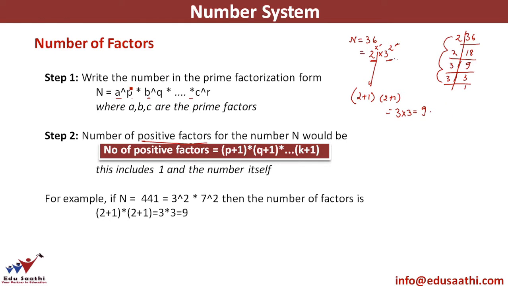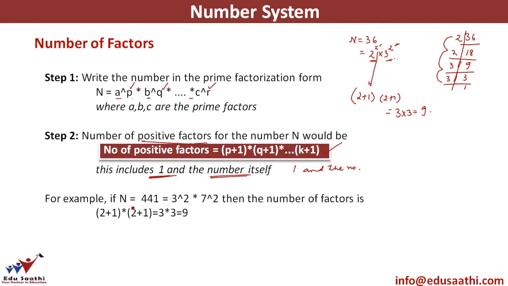So it will be (p plus 1) into (q plus 1) into (r plus 1), and so on up to (k plus 1). So I will increment the powers by 1 and I'll multiply them. That will give me the number of positive factors. Now this number would include the case of 1 and the number itself.